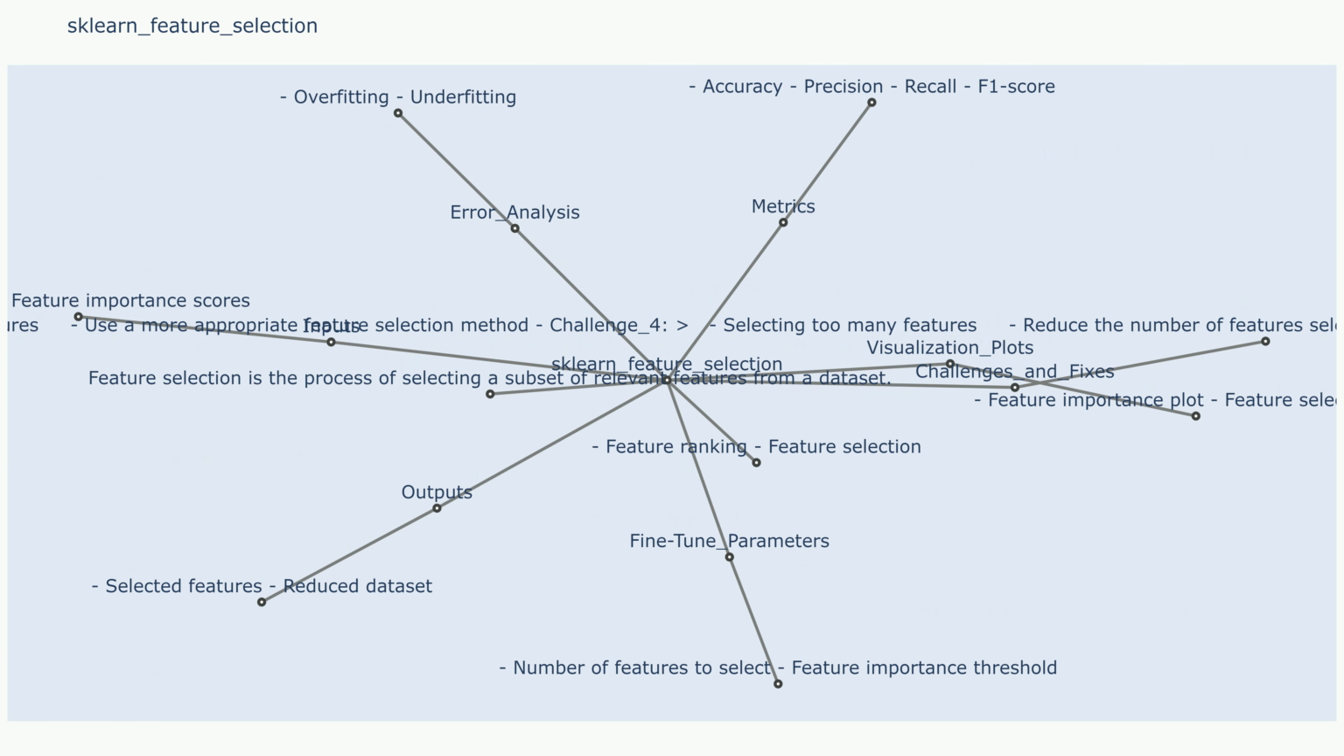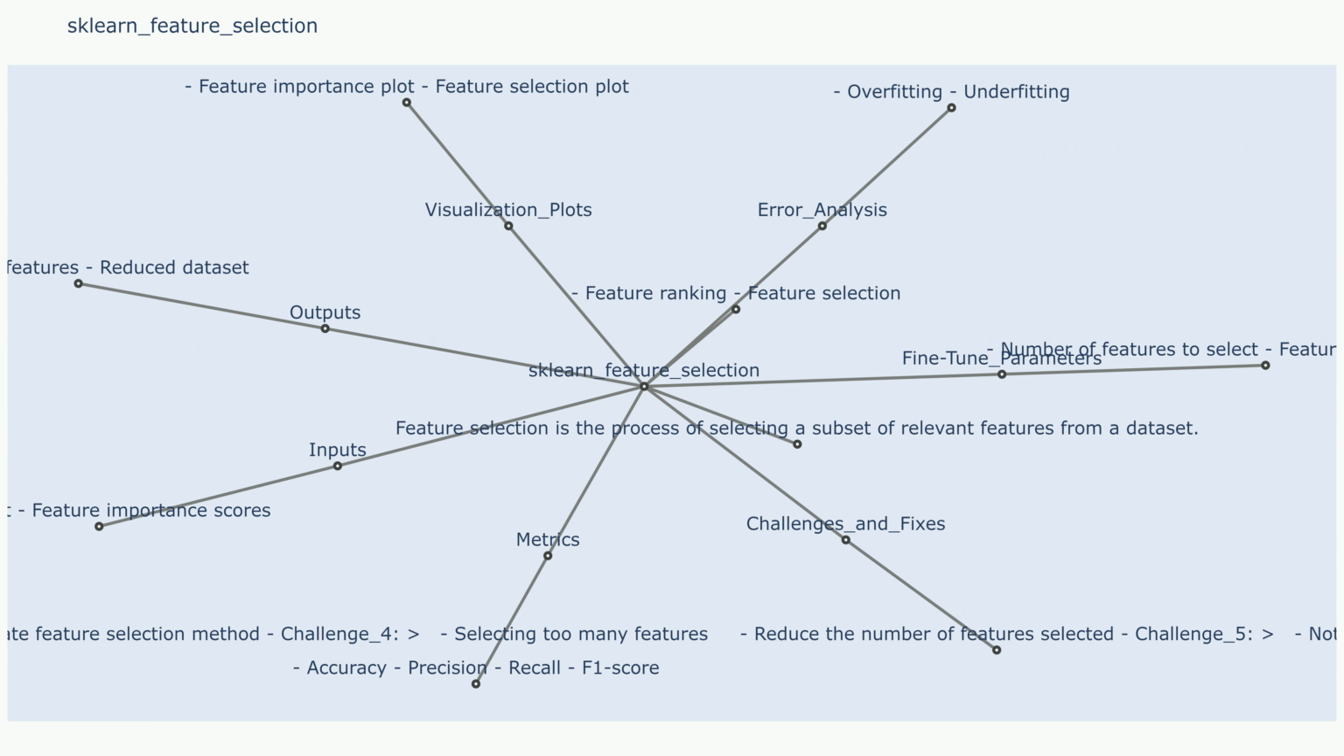Feature selection: select the top-ranked features based on a predefined threshold or criterion. This can be done using various methods like univariate feature selection, recursive feature elimination (RFE), or feature importance scores from tree-based models. Metrics: feature importance score: a measure of how relevant each feature is to the prediction task. Higher scores indicate more relevant features.